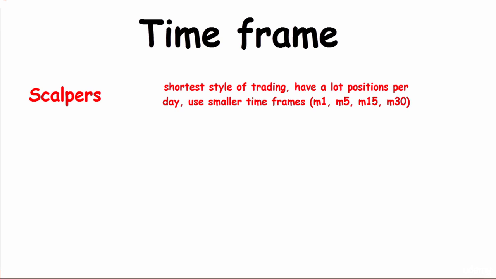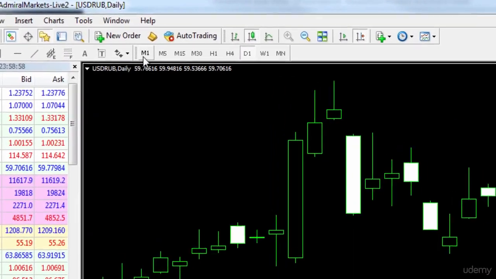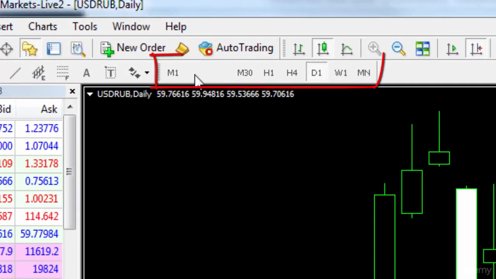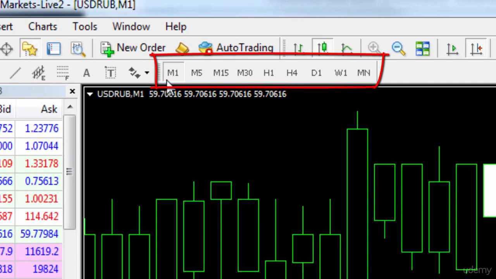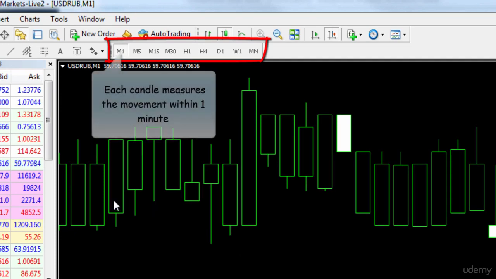While traders that have less trading volume and hold their positions open longer mainly use larger time frames such as H1, H4, and D1. If you go to the platform options for changing the time frame above the graph, they show the following markings. M1, which means 1 minute. In this time frame, each candle represents the price movement of a currency pair within 1 minute.